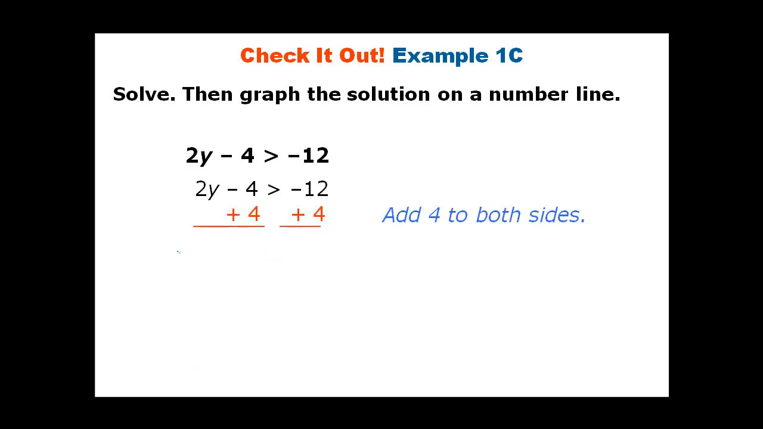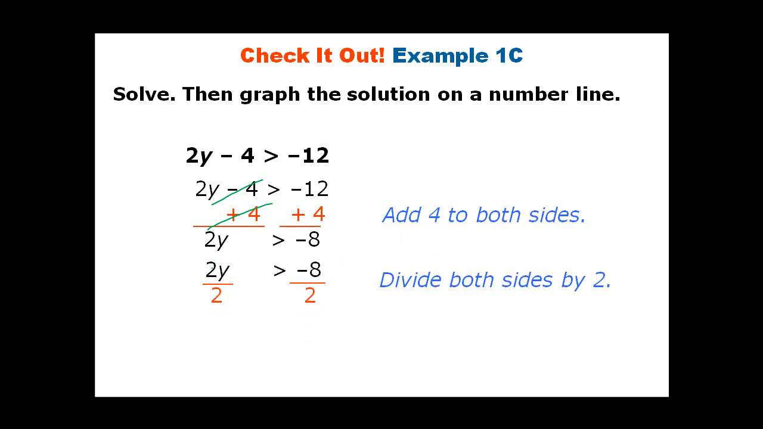When you add 4 to both sides, okay, 4 will go out with 4. I have 2y bigger than negative 12 plus 4, which is negative 8. Then we will remove 2. How will we remove 2? We will divide both sides by 2. Let's divide here. So 2y divided by 2 and negative 8 divided by 2. Here 2 will go out with 2. Remaining is y, and negative 8 divided by 2 is negative 4.